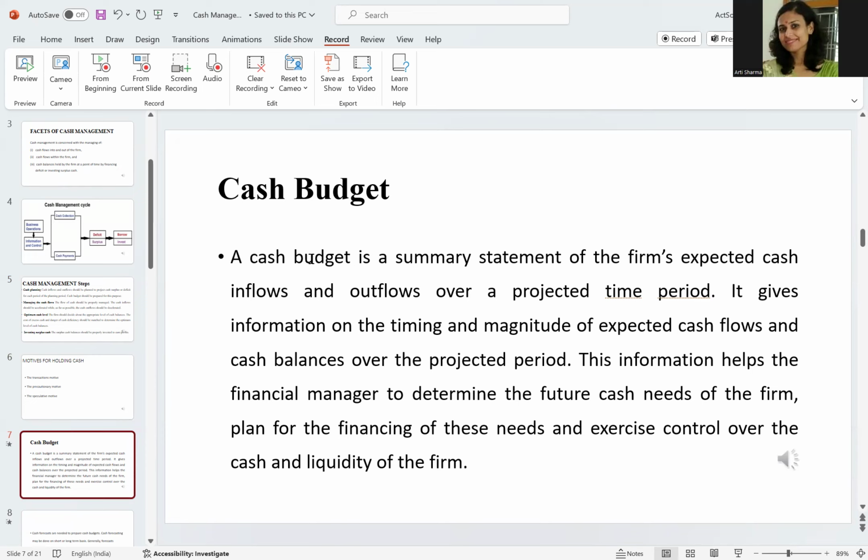सिमिलरली कंपनीज में कैश बजट बनता है जिसमें जो भी कैश इनफ्लोज हैं एक्सपेक्टेड इन नेक्स्ट 1 ईयर, सपोज जो भी टाइम पीरियड है, या क्वार्टरली अगर कैश बजट बना रहे हैं तो उस क्वार्टर में जो भी एक्सपेक्टेड कैश इनफ्लोज हैं सेल्स के थ्रू या और सोर्सेज के थ्रू, वो सारे उसमें मेंशन होंगे. और दूसरे होते हैं कैश आउटफ्लोज, इसमें जो भी पेमेंट्स करनी है कंपनी को, जो भी एक्सपेंडिचर्स हैं वो सब आएंगे. So it gives information on the timing and magnitude of expected cash flows and cash balances over the projected period. So overall, it gives the picture of cash balance in the company.